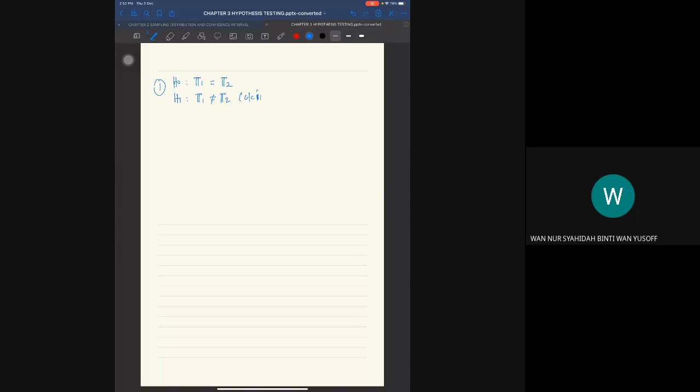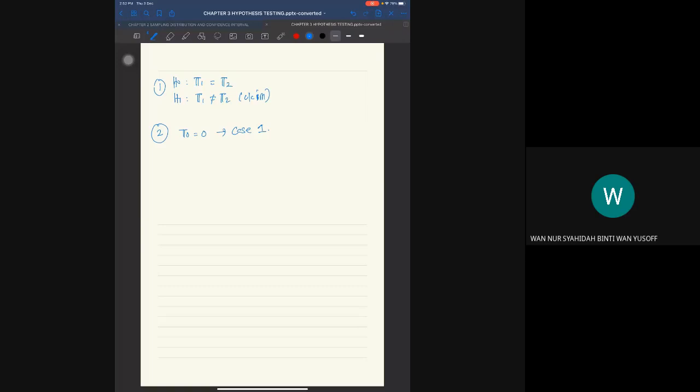Okay. Step 2. Which case do we need to use, case 1 or case 2, for the formula for the test statistic? Case 1, because of pi not equal to 0. So since we have pi not equal to 0, it is case 1.